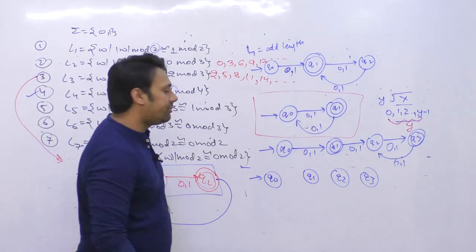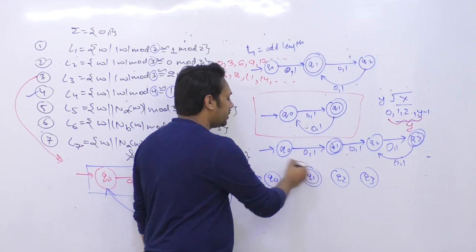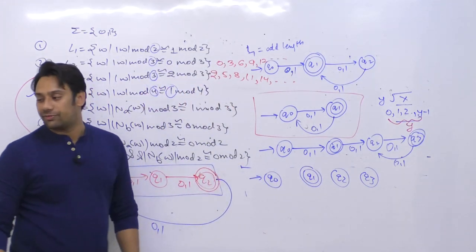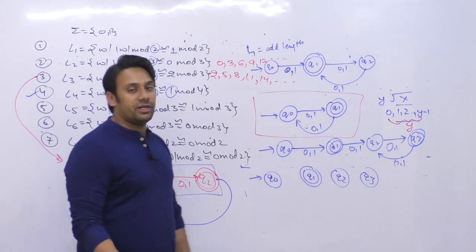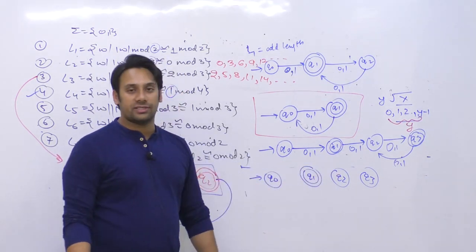So what you want is to get a remainder of 1. Because we want 1 as the remainder, I'm going to make Q1 a final state. If we need remainder 2, in that case I'm going to make Q2 a final state. If I need a remainder of 3, I'm going to make Q3 a final state.